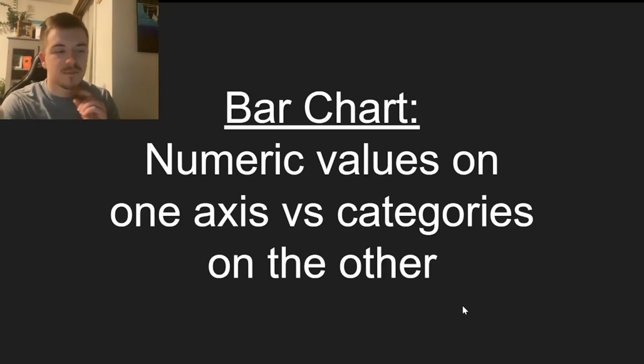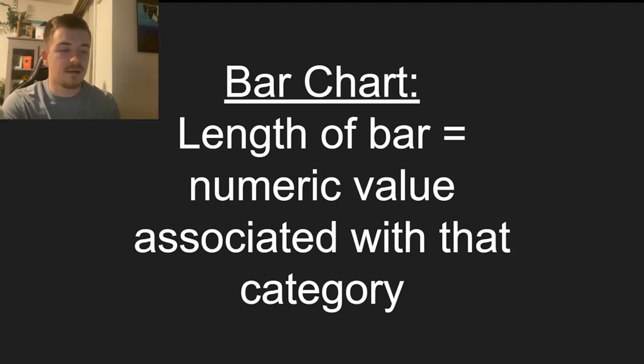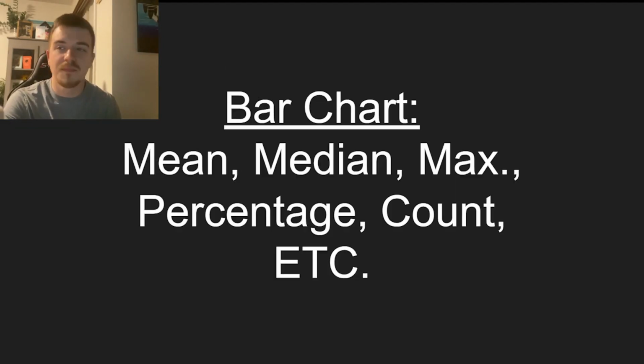So first of all, bar charts depict numeric values on one axis against a category on another, kind of like we just explained in the example. So you can have your numeric value on either the y-axis or the x-axis, and then the categorical variables on the opposite one. Now obviously, again, the length of the bar represents the numeric value that is associated with each category. However, in a bar chart, that numeric value can be anything from mean, median, maximum, percentage, count, really any numeric value or any numeric aggregation that you can think of.